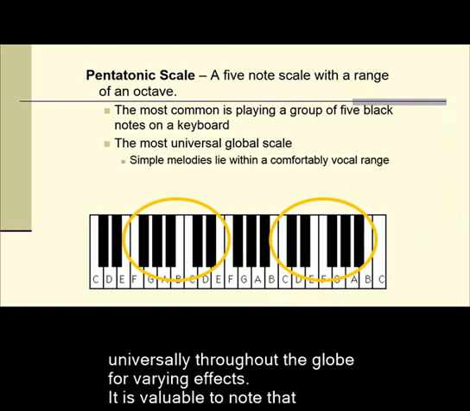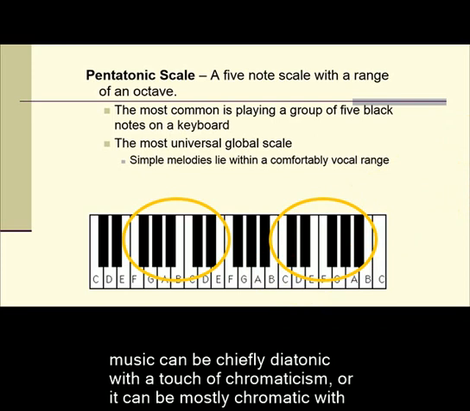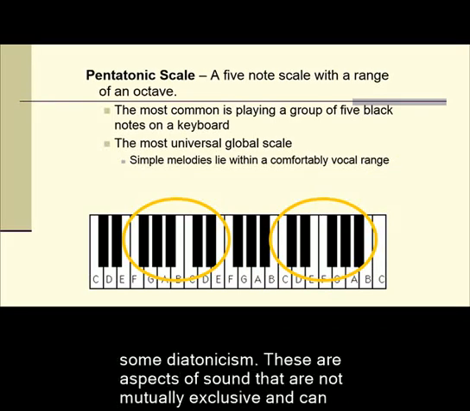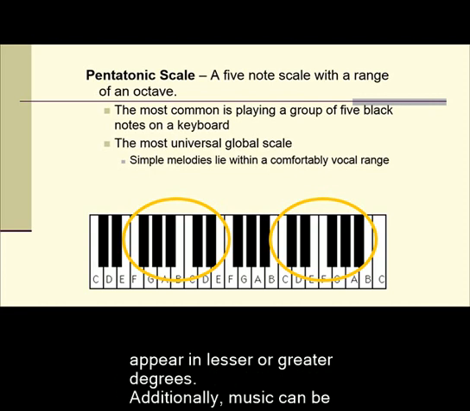It is valuable to note that music can be chiefly diatonic with a touch of chromaticism, or it can be mostly chromatic with some diatonicism. These are aspects of sound that are not mutually exclusive and can appear in lesser or greater degrees.